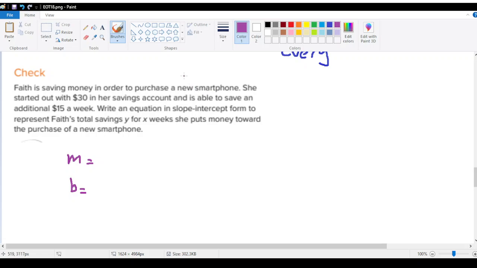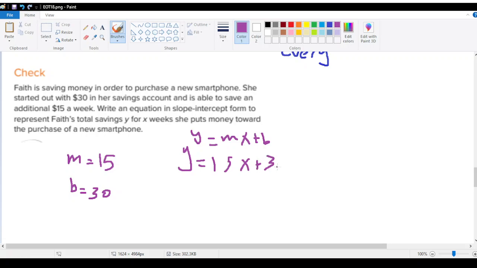Okay, so what is the m? The m is 15. The b will be 30 because it's the initial. y equals mx plus b, where y equals 15x plus 30. That's simple. Okay, so let's make sure: in her savings account she started with $30, which is the starting value or the initial value, and this is like each week, so that's why it's m. Okay, so far it's so easy.